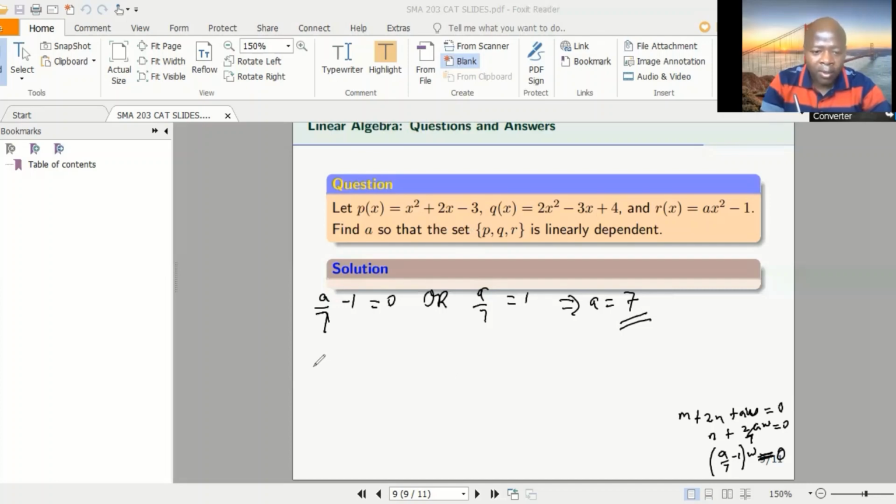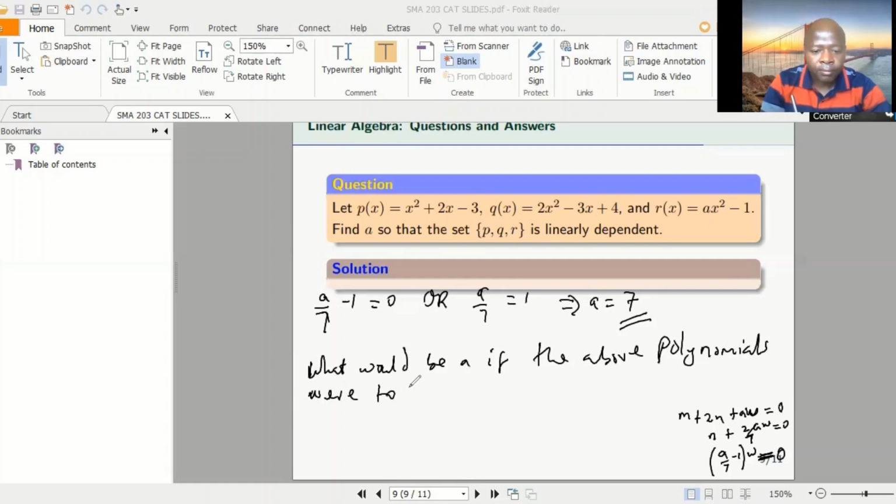Somebody will have asked, what would be A if the above polynomials were to be linearly independent?